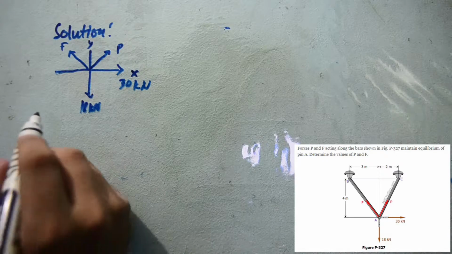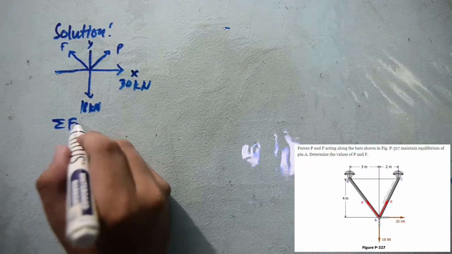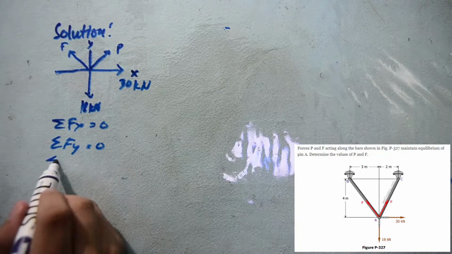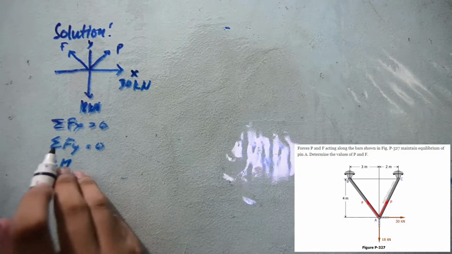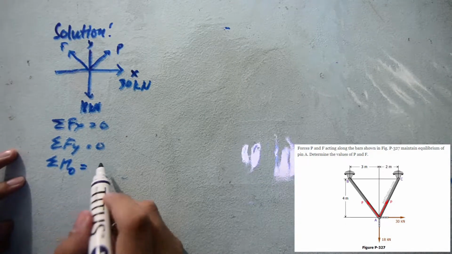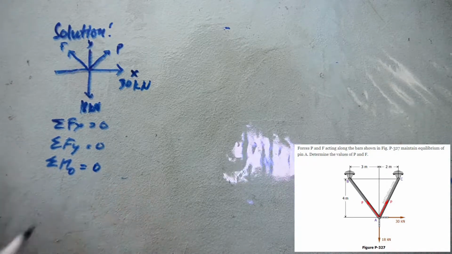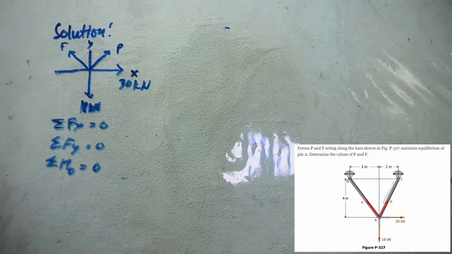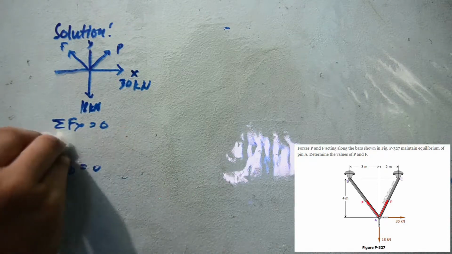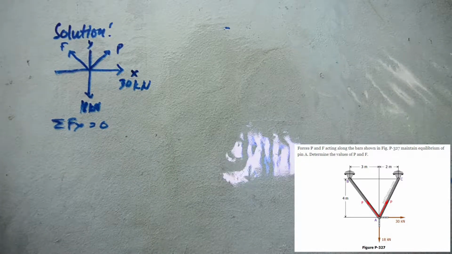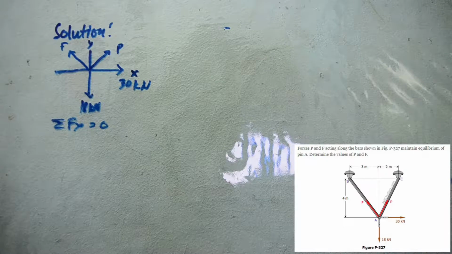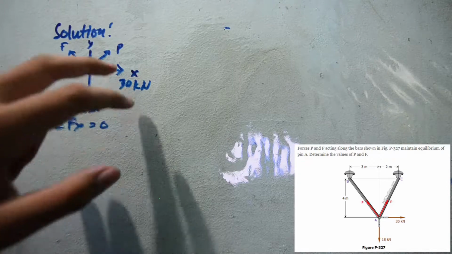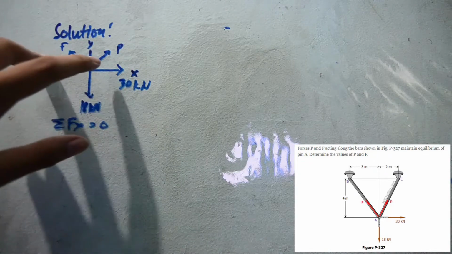So in solving equilibrium, we always need to remember that the summation of Fx is equal to 0, the summation of forces in y is equal to 0, and the summation of moments at any point will always be equal to 0. So first, let's use the first equation. Summation of Fx is equal to 0. As you can see in the free body diagram, there are three forces acting upon it: the 30, P, and the x component of F.